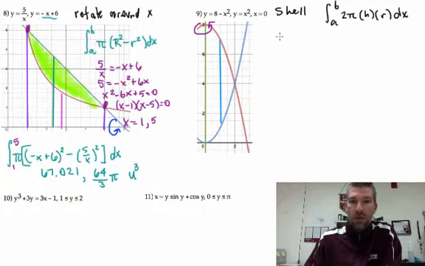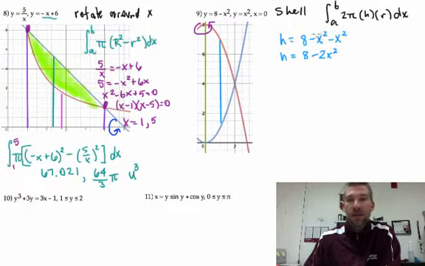So our top equation is 8 minus x squared. And our bottom equation is x squared. So our height is 8 minus 2x squared. Now, it's really tempting to cancel those out, but don't do that. You've got a negative x squared plus a negative x squared.